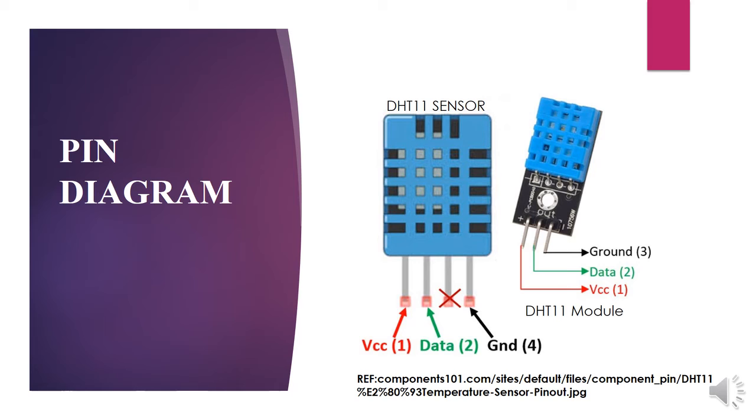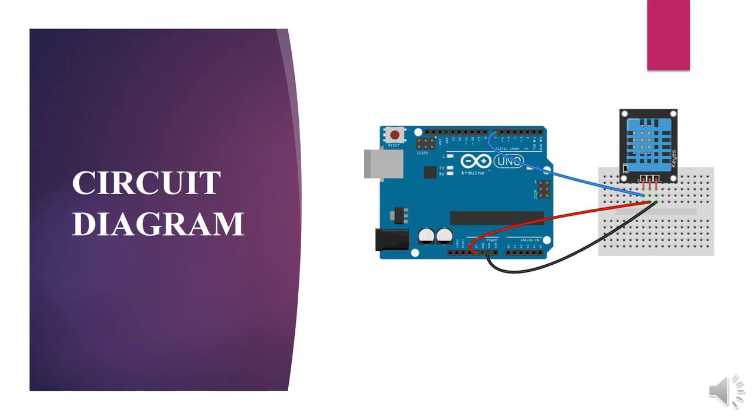Now let us quickly see the circuit diagram. This is how I'll be interfacing my DHT11 sensor with the Arduino board. You can use the breadboard or you can directly connect your sensor pins to the Arduino. You'll just require male to female wires. And the important thing to note here is that I'll be showing you the readings on the serial monitor, where you'll see the temperature and the humidity measured by this sensor.